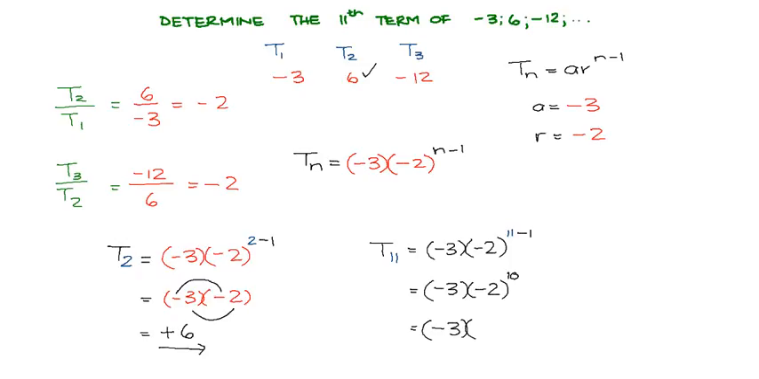So -2 to the power of 10 is going to give us 1024. Okay, and then we simply multiply that all by -3, so it's going to be -3072. Okay, that is the value for the 11th term for the sequence.